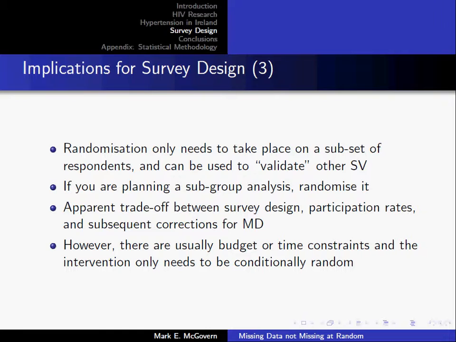Once that's documented and we know the ways in which that was done, you can still use this type of randomization as a selection variable. So if you are planning a subgroup analysis, I mean, this should be obvious anyway, but randomize it, and it will be potentially useful as a selection variable in a future attempt to deal with missing data.